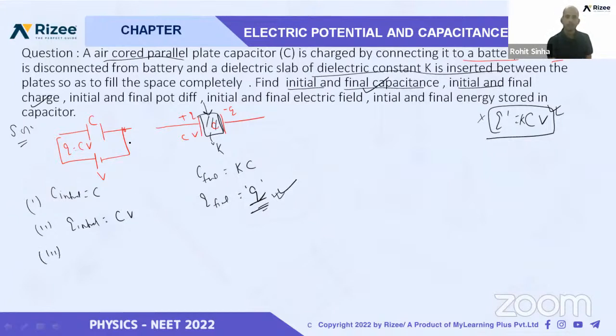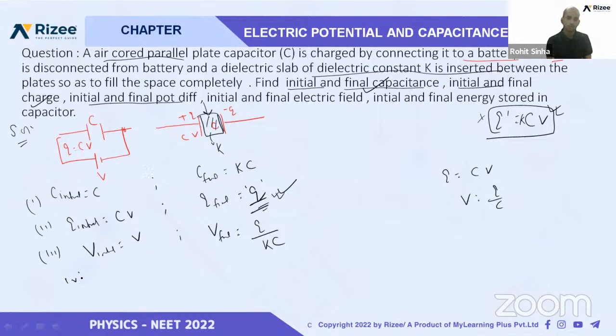Third, what will be the initial and final potential difference? Initial potential difference is V, and final potential difference we can see. We know Q is equal to CV, so V is equal to Q by C. That means Q by C, and how much is C? Kc. So Q by Kc. This will be the answer. Final potential will be this.